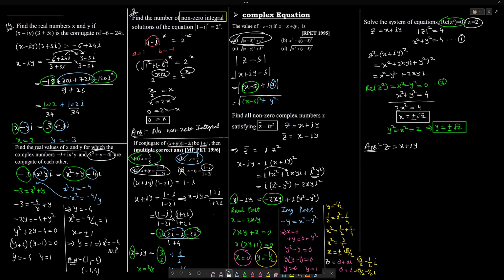We have two independent x's and two independent y's. So the big possibilities are plus root 2 plus root 2y, plus root 2 minus root 2y, minus root 2 plus root 2y, and minus root 2 minus root 2y. So we have four answers. Ta-da!